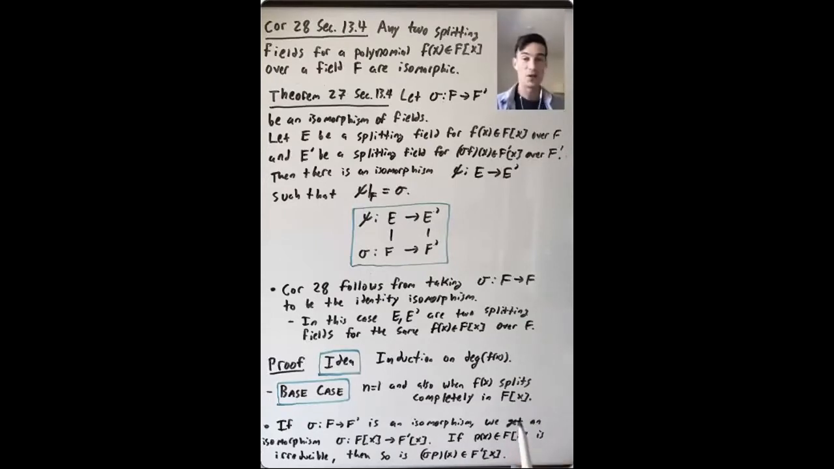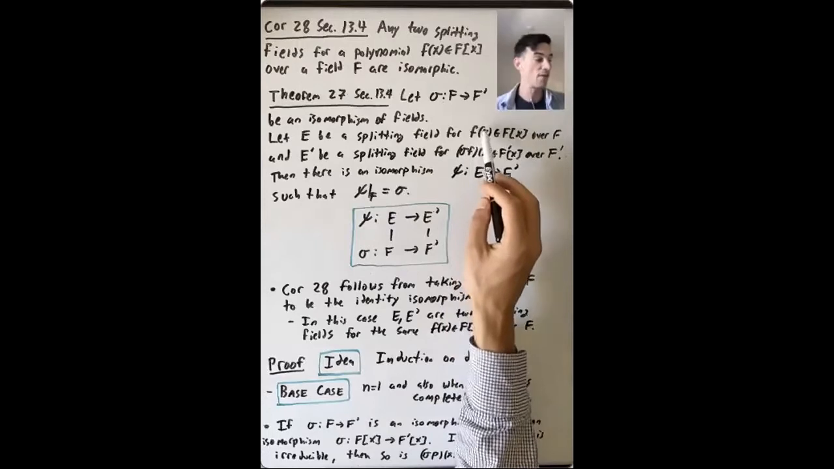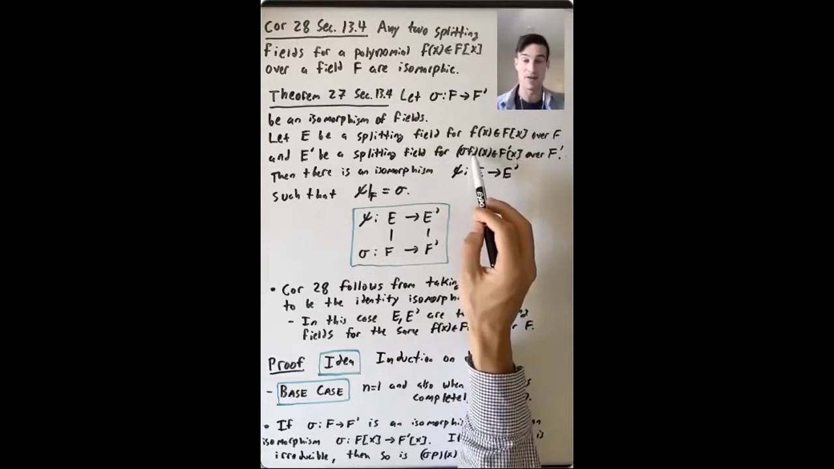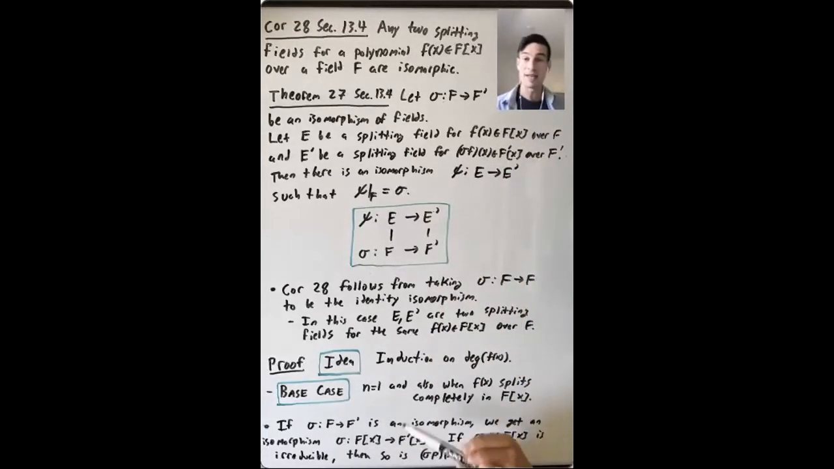And the first thing that we're going to need to do is talk about factors of f and relate them to factors of sigma of f. So we already saw one case of this earlier, where we said, okay, we have this isomorphism from F to F prime, and this gives a ring isomorphism between these polynomial rings, F bracket x and F prime bracket x. And if p of x in F bracket x is an irreducible polynomial, then sigma of p of x is irreducible in F prime bracket x as well.